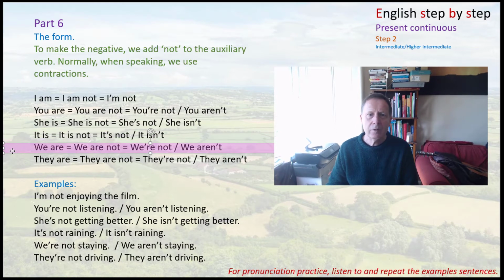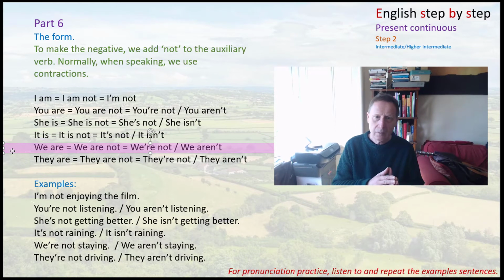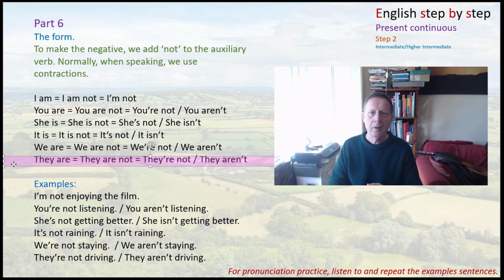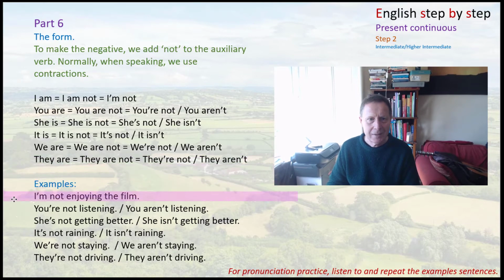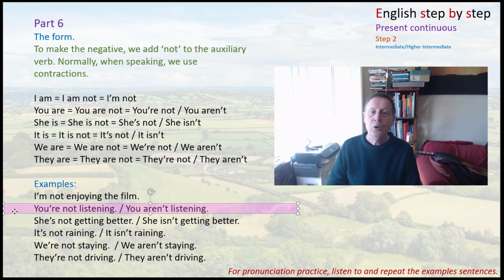We are not, you can say we're not or we aren't. They are not, they're not, or they aren't. So let's look at some examples in sentences. First example, I'm not enjoying the film. You're not listening or you aren't listening.